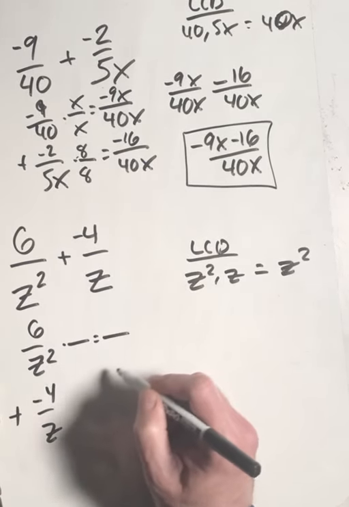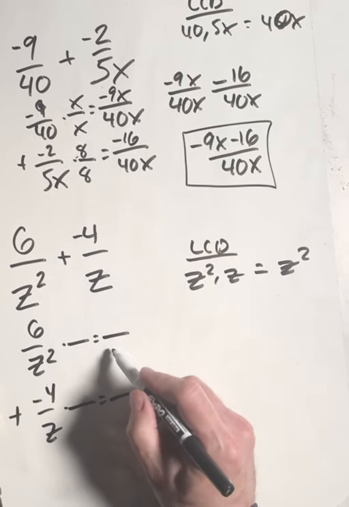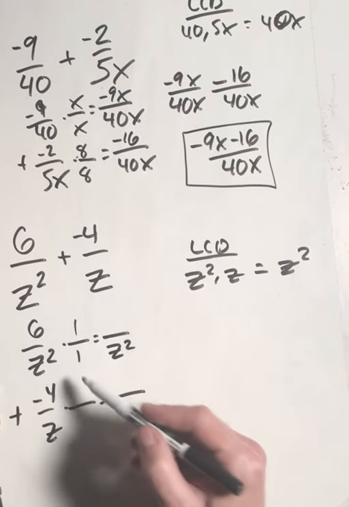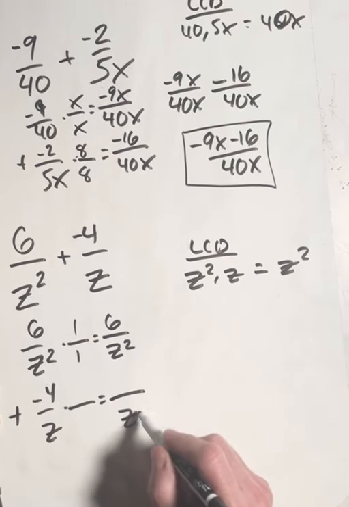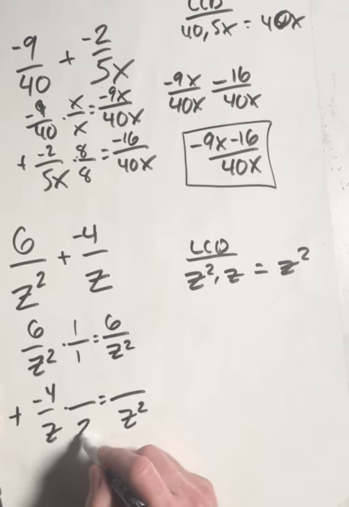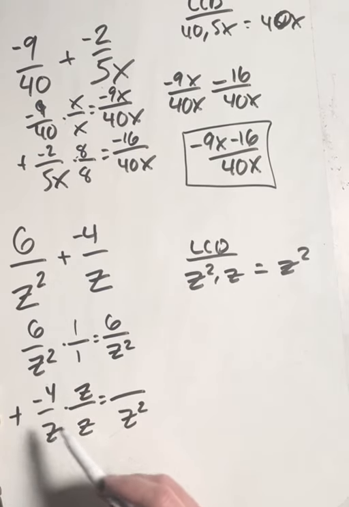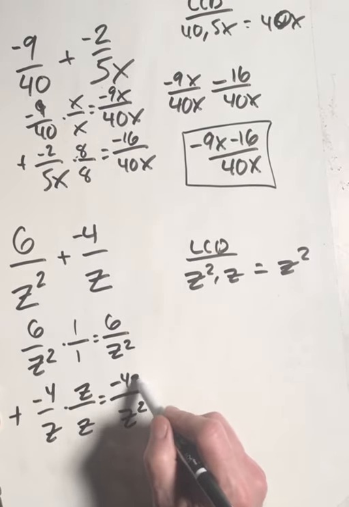So I'm going to just stick to the process here. I'm going to multiply this by some fraction that gives me an LCD of z squared. Well, it already is z squared, so I'm just multiplying by 1 over 1. So 6 over z squared doesn't change. In order for me to get from z to z squared, I have to be multiplying by z. This needs to be some version of 1 so that this value doesn't change. So z over z is 1. Negative 4 times z is negative 4z.